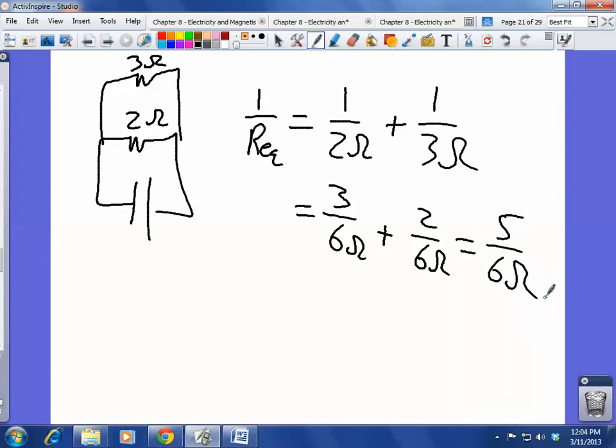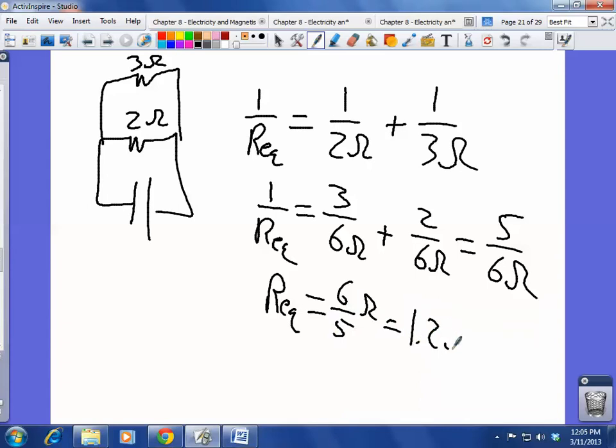And if we do this by hand, we can also check ourselves and say, well, I know my resistance should be in ohms, not something over ohms. So this is definitely still equal to 1 over our equivalent. If I flip that over, then I have 6 over 5 ohms, or about 1.2 ohms.